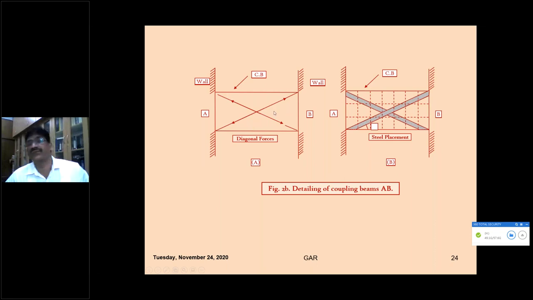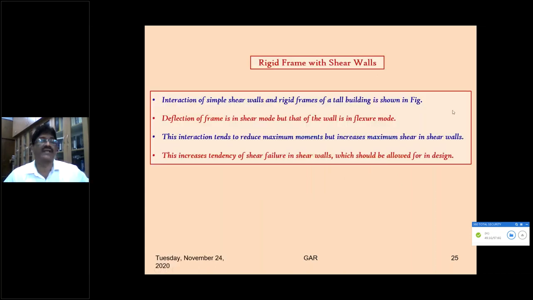Actually, the diagonal forces are likely to be acting. So diagonal reinforcement has to be designed. So a strip of reinforcement along this diagonal, a strip of reinforcement along this diagonal, and also the distribution reinforcement in the beam itself. That is another thing, is a rigid frame system, the frame and shear walls.